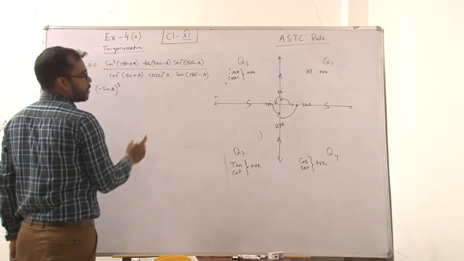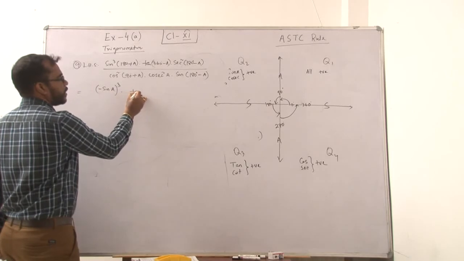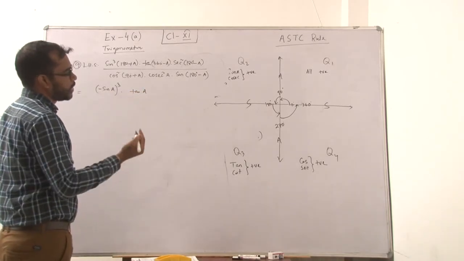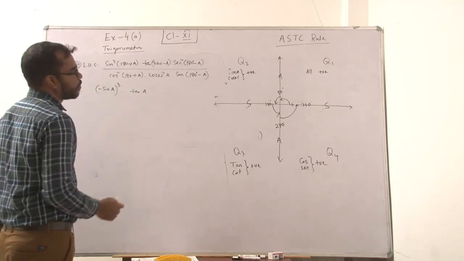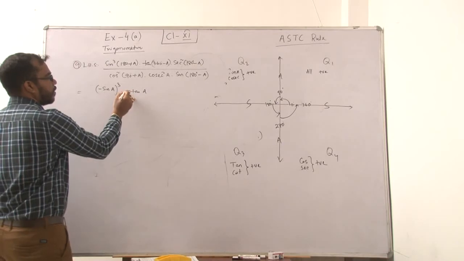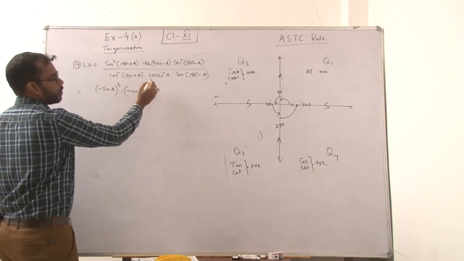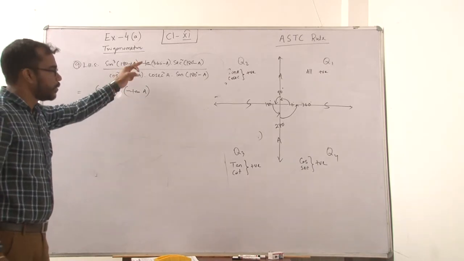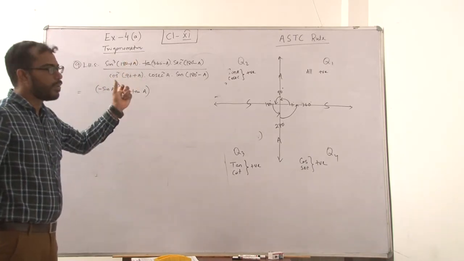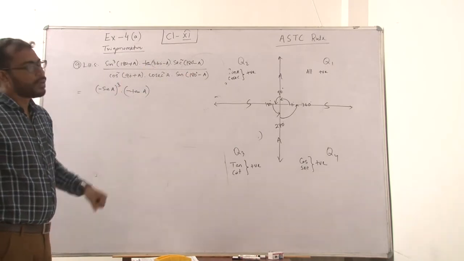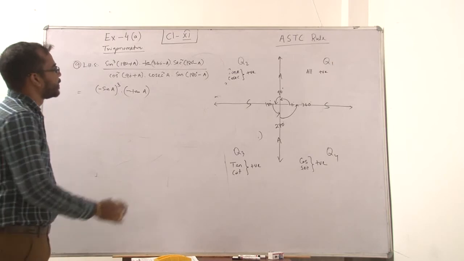In 360 the related ratio is the same, so here tan A, and is it positive or negative? Because 360 − A lies in the fourth quadrant, where cos and sec are positive, but here it is tan, so minus tan A. So the formula is tan(360 − A) = −tan A. We use this formula using this rule, and it is easy to remember.